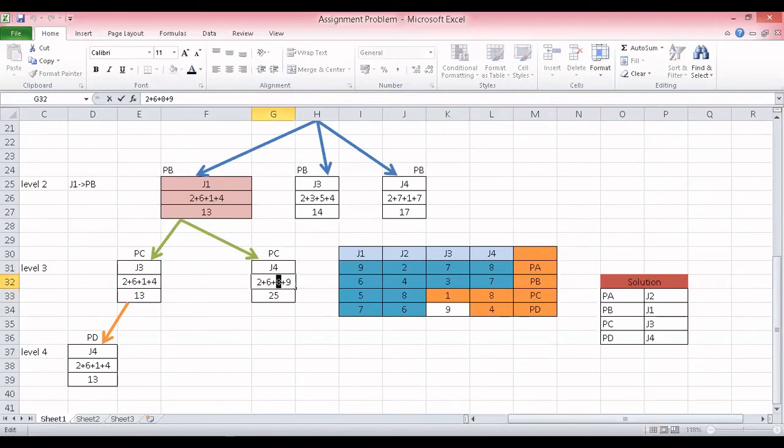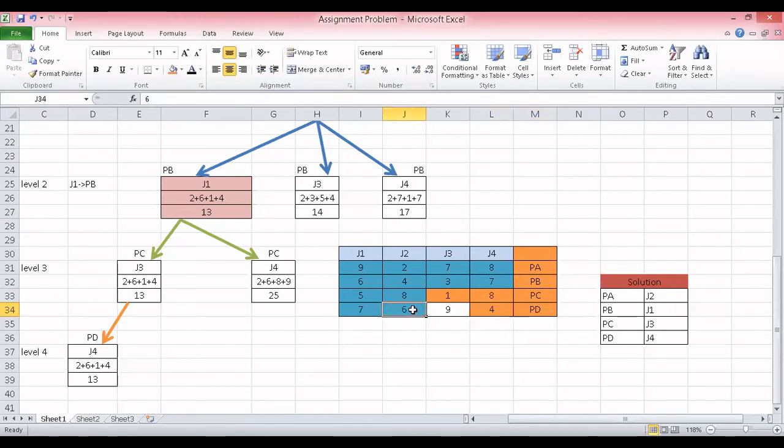That value I take. Now next value you will think I'll take 4, but no. I should not take 4. Why? Because if I assign job 4 to person C, I cannot assign the same job to person D also. So I cannot take 4. Now you will think next minimum value is 6, I will take that.